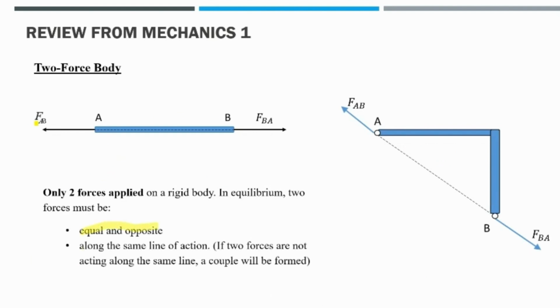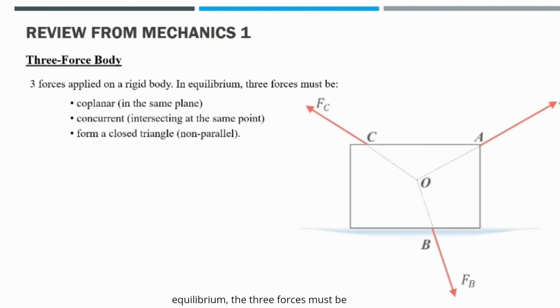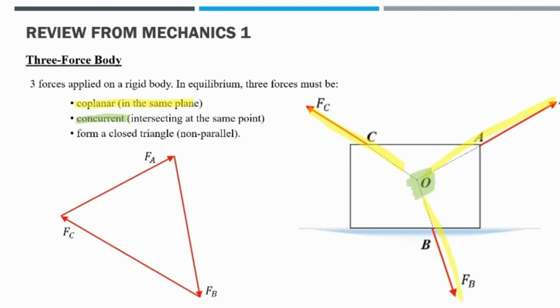2-force body. When there are only 2 forces applied on a rigid body in equilibrium, the 2 forces must be equal and opposite, and act along the same line of action. So if 2 forces are not acting along the same line of action, a couple will be formed. And remember, this is regardless of its shape. Next, a 3-force body. When 3 forces are applied on a rigid body in equilibrium, the 3 forces must be coplanar, concurrent, and form a closed triangle.